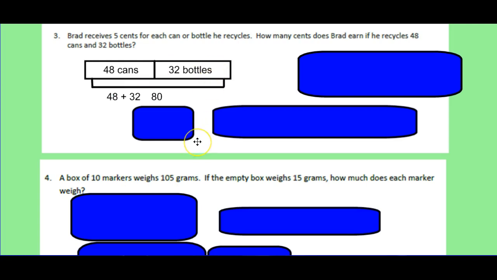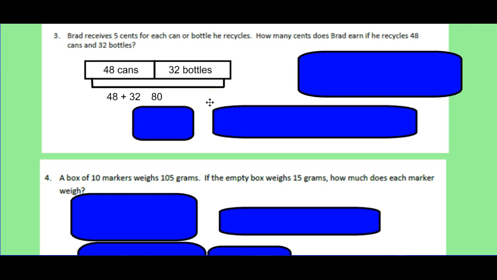Okay, so now we have figured out that altogether he had 80 cans and bottles that he recycled. So for each one of those, he got 5 cents. So what equation can we use now to figure out how many cents he gets in all for all the cans and bottles that he's recycling? So you're going to write that equation on your problem set, and you're going to solve it. Remember, we're trying to use a letter for the unknown.